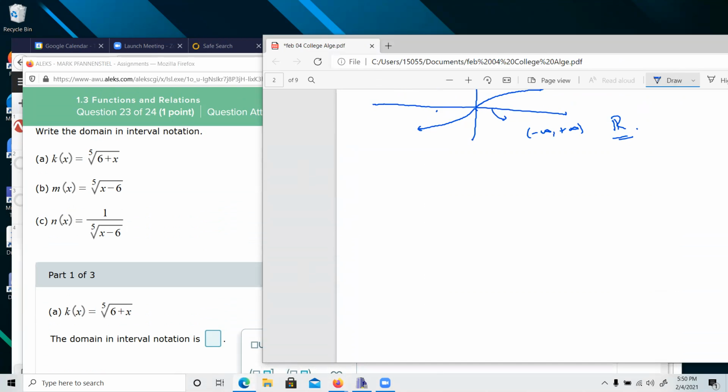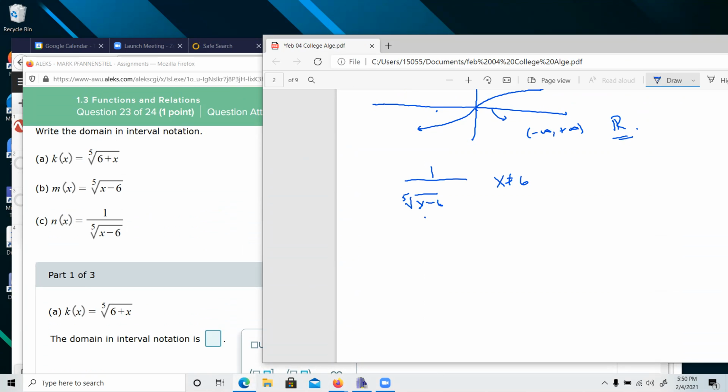Okay, so 1 over... I don't care what you put here. You put a 5, 7, 11, I don't care. It won't matter for that one. But this one, x can't be 6. That's where it's going to blow up.